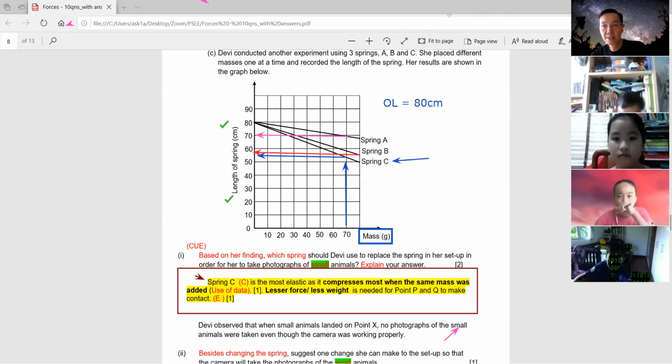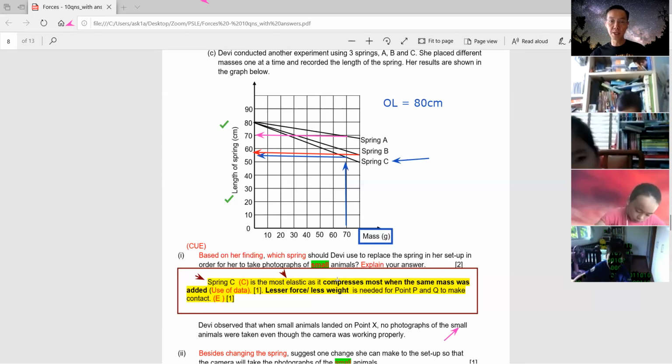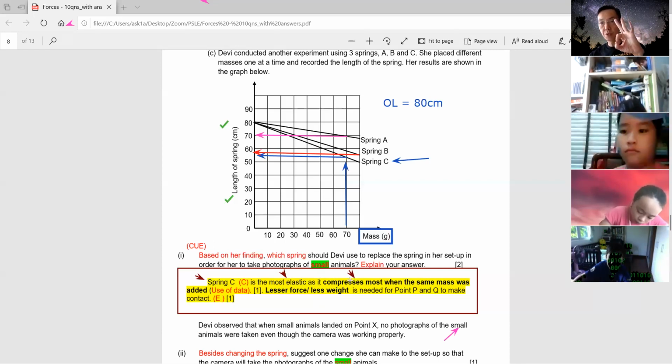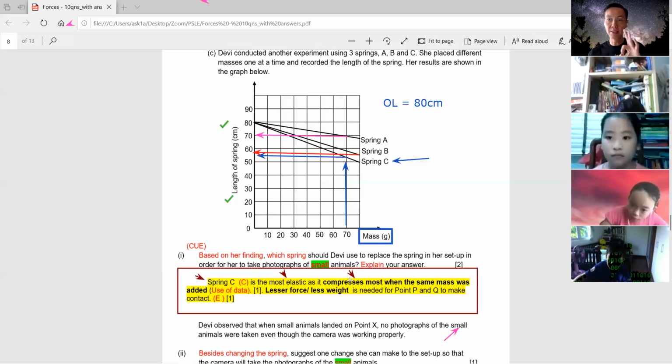Secondly is what you have to explain. You must say that spring C is most elastic. The other word for most elastic is the least stiff. Stiff means very hard. You can say spring C is the most elastic, or the least stiff, so it compresses most when the same mass was added. Because there are 3 springs, you must use the superlative to compare, the most or the least.